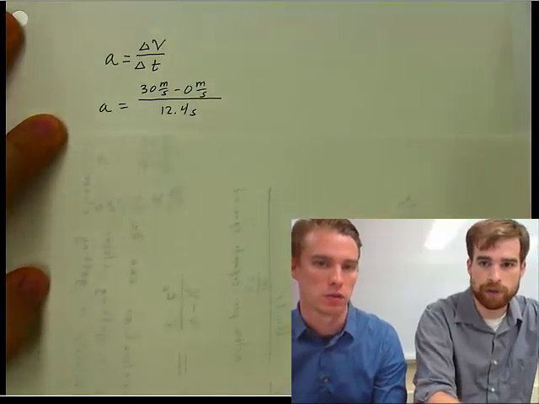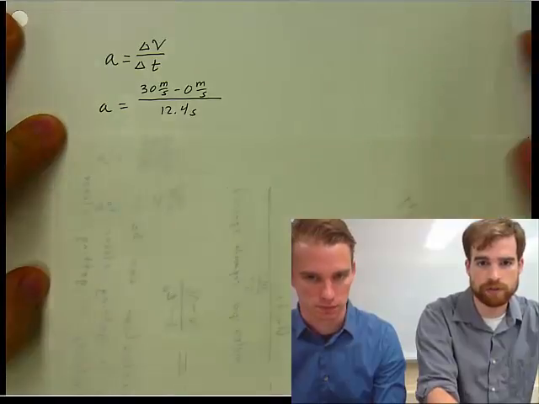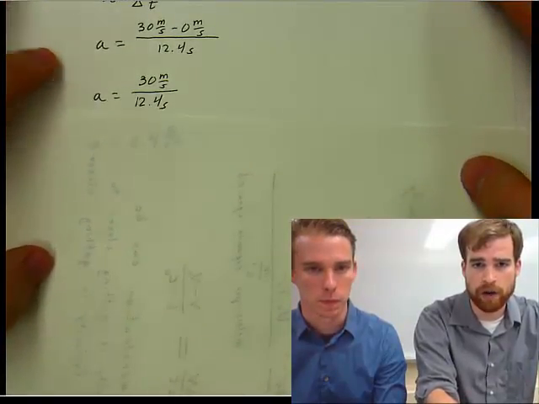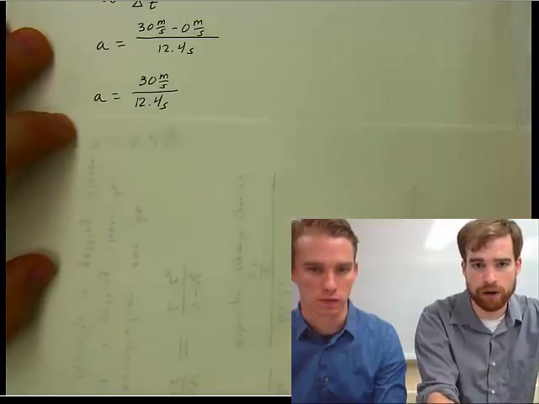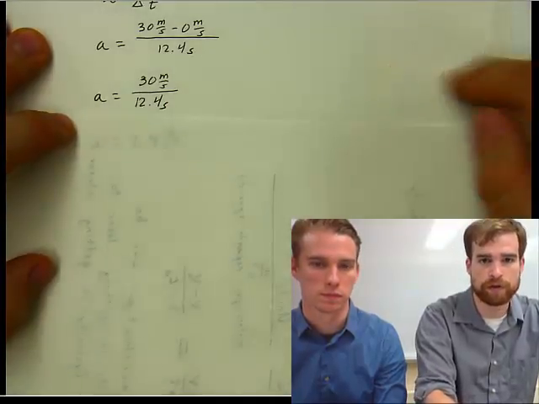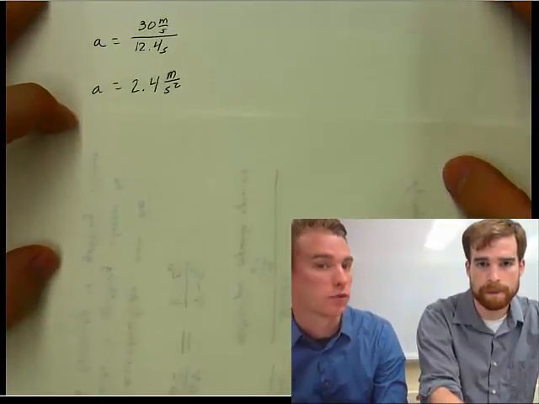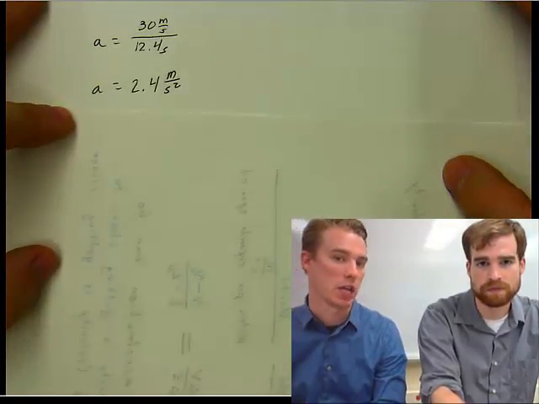At this point, you should be writing, substitute the variables. We're giving you the space to write in the steps for yourself. And now we've solved 30 minus 0. So we've solved for the change in velocity. And then finally, we get an acceleration of 2.4 meters per second squared.